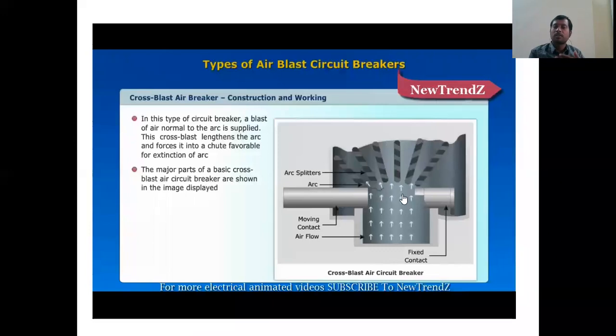In this cross cluster, look at this one. The arc splitters will be there. The arc will be struck between the splitters, so that the arc will be quenched very fast, because there is a gap between the splitters. Whenever the arc is struck between those two gaps, there is no contact with the other arc which is struck between the neighboring gaps.